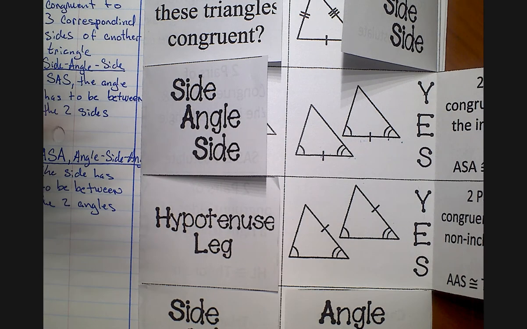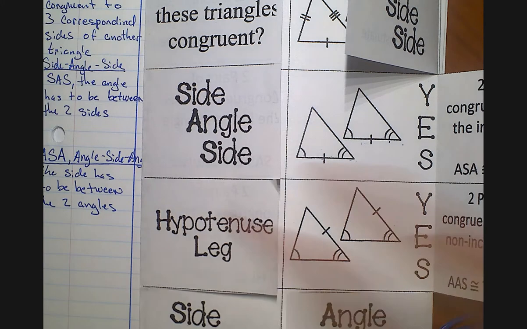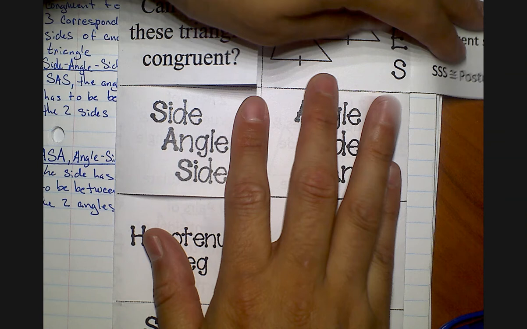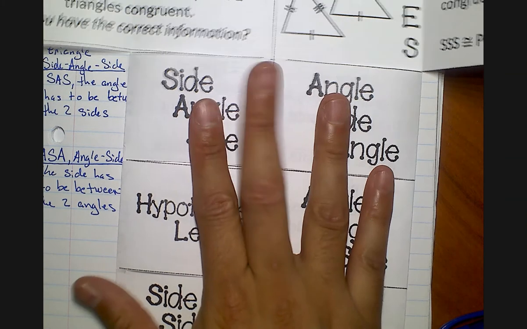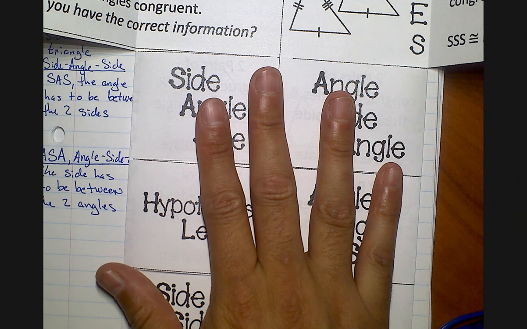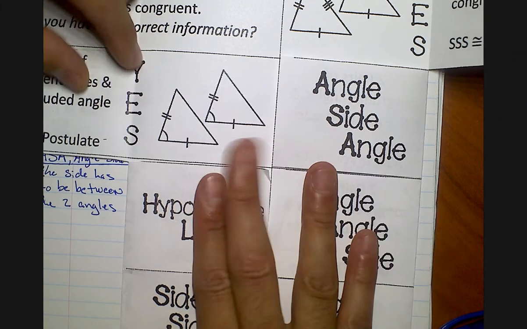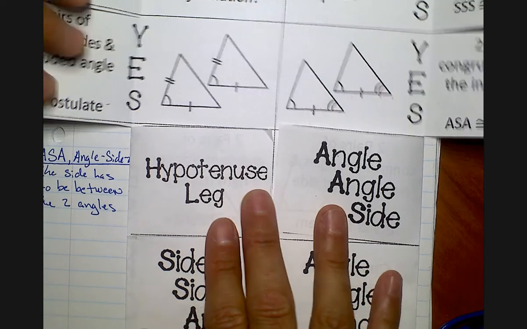Alright, so now let's talk about the rest of these. So I've already talked about the side, side, side. So we did the side, side, side already. So we're proving that they're congruent. So we need at least 3 things for every single one of these triangles. So next one is, we did side, angle, side. Angle, side, angle. Now the next one's going to be hypotenuse leg.